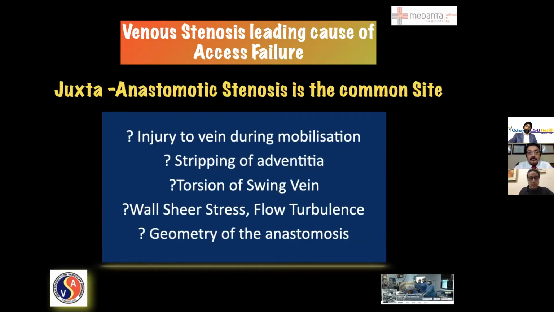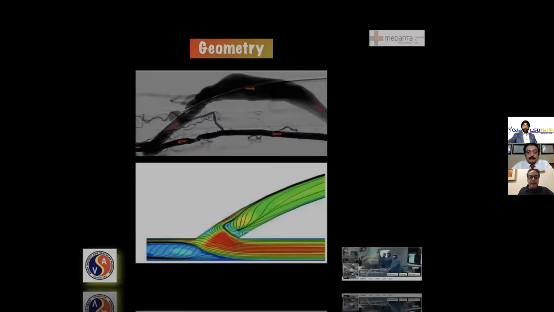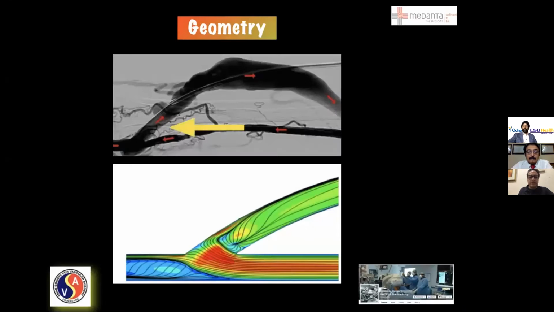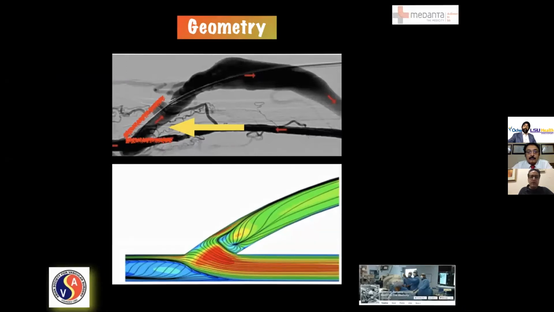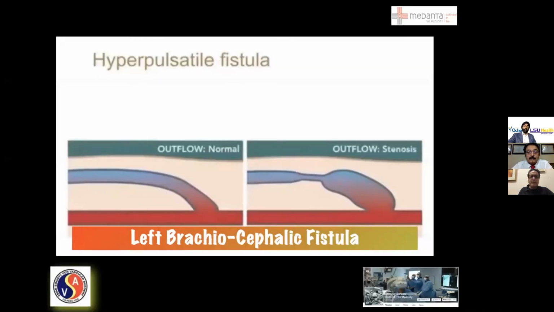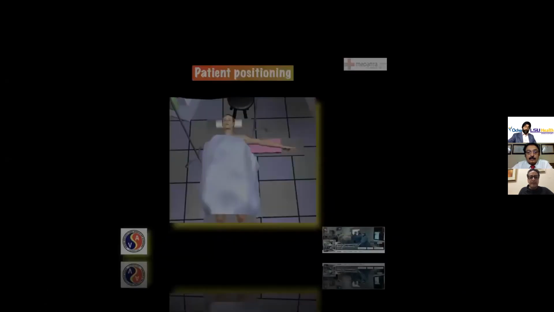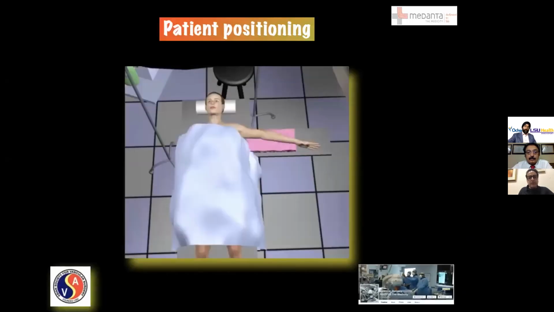What happens is the turbulence of these shear stresses around the anastomosis creates neointimal hyperplasia, because there is no linear shear stress acting in these places. There is a lot of flow turbulence in this area, and the geometry of the anastomosis plays a very important role. If there is a significant acute angle at the anastomosis, the acute angle hampers the flow, and these patients develop a stenosis.